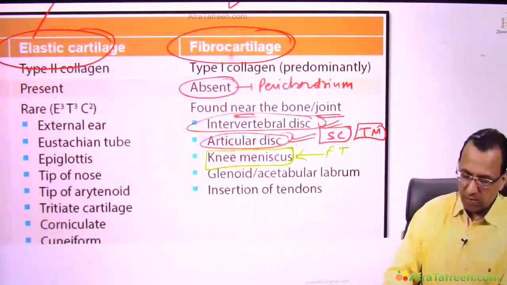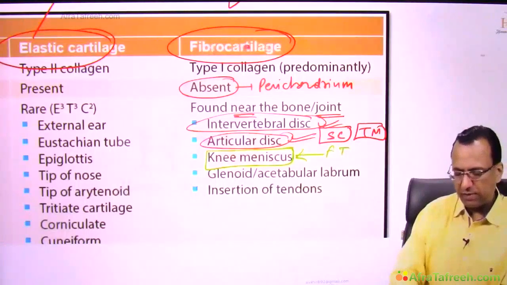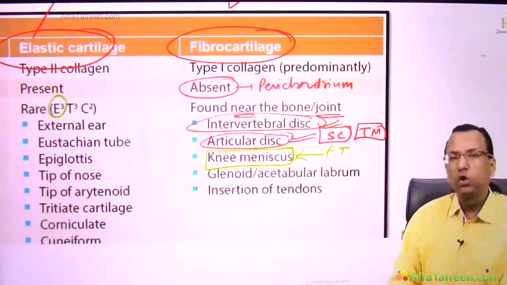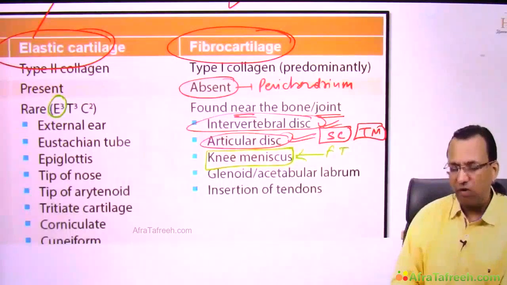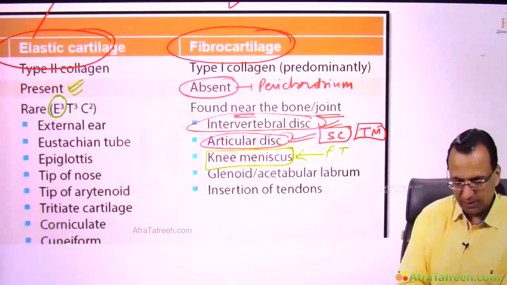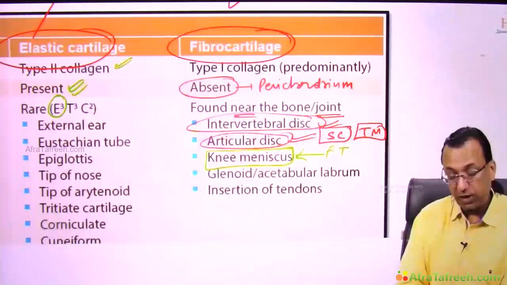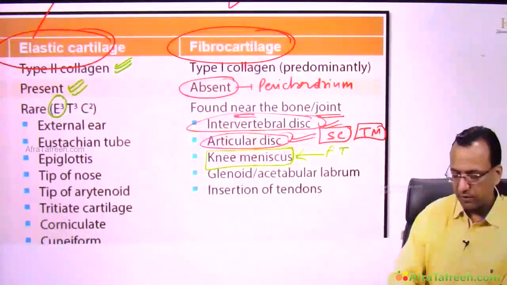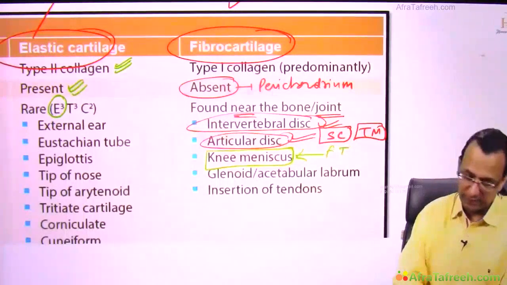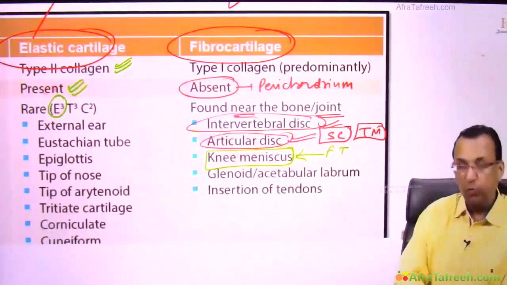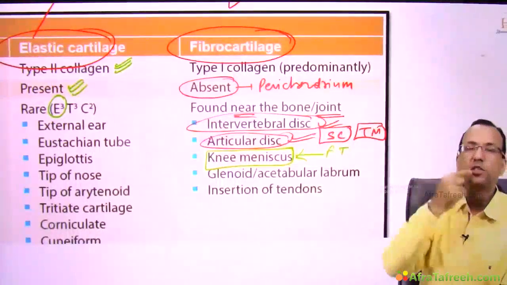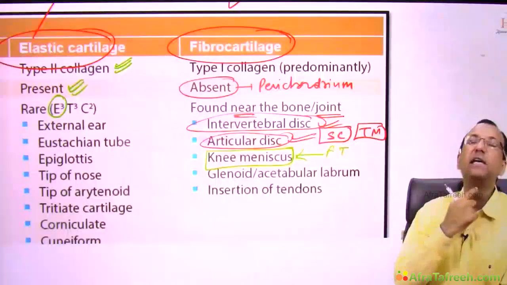As you are talking about the examples of fibrocartilage, can you tell me the examples of elastic cartilage? I have a mnemonic: E cube. Do you have perichondrium here? Yes, perichondrium is there, and it has type 2 collagen. Elastic cartilage has type 2 collagen, fibrocartilage has type 1 collagen; perichondrium is absent in fibrocartilage and present in elastic cartilage. And E cube: external ear, the pinna; the Eustachian tube, the auditory tube; and the third E, epiglottis, elastic cartilage.